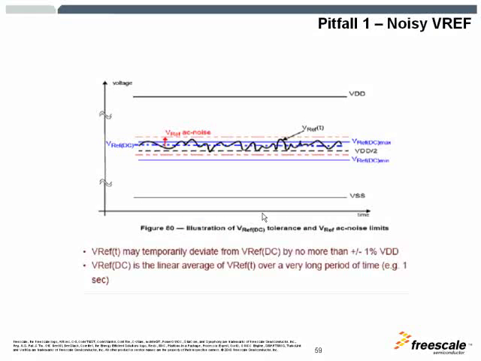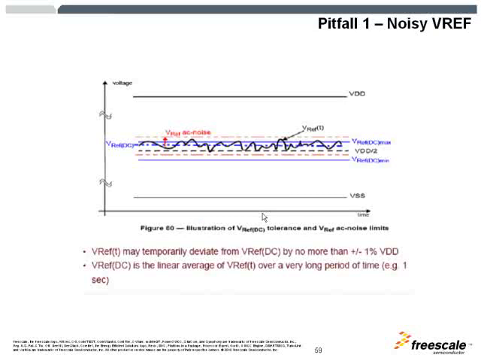The first one is to make sure that MVREF is not noisy. This is one signal that you want to pay attention to. Keep it away from all the other signals, and make sure that you provide enough trace width so there's no current starvation.